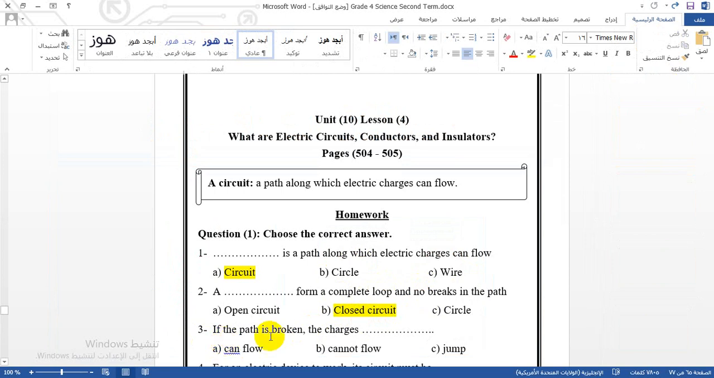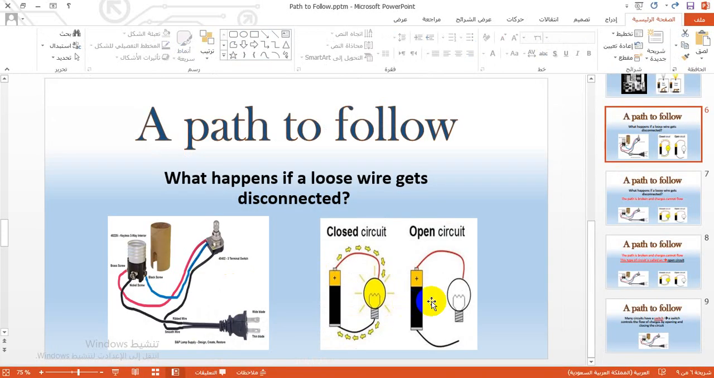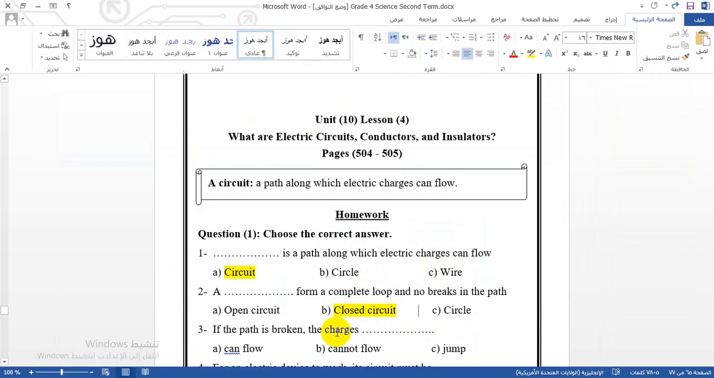Number 3, if the path is broken, the charge what? What does it mean, if the path is broken? If you remember, guys, see here, the path from here is broken or disconnected. So what will happen if the path is broken? The charge cannot flow or can flow? Cannot flow. So we have to select this answer.